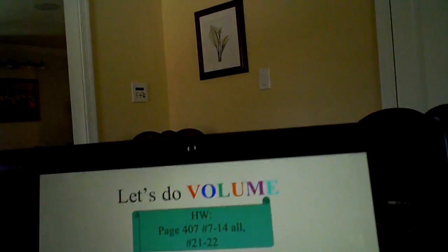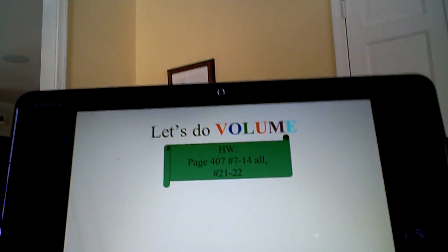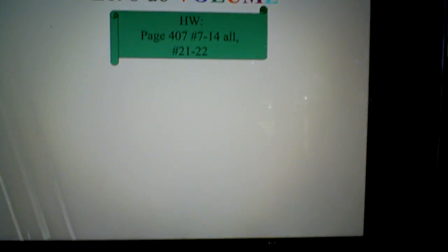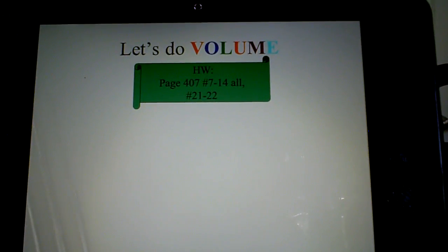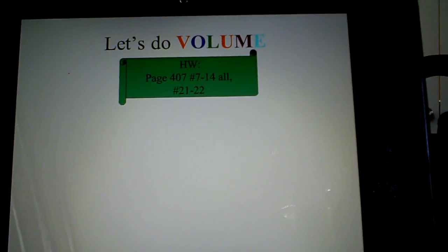So, volume. We did area between two curves, and now we're going to do volume. The homework over the next couple days is going to be in the same section, because it's going to take us a number of days to get through all the volume. Different types of ways that we can calculate volume.